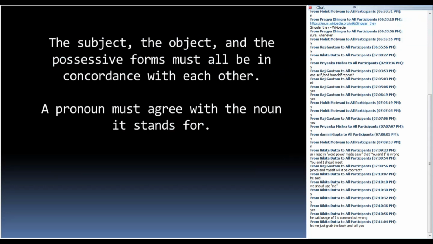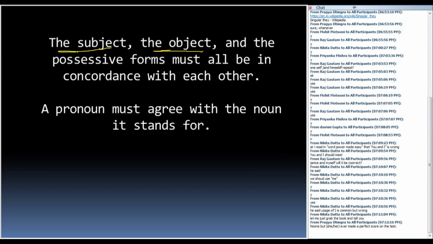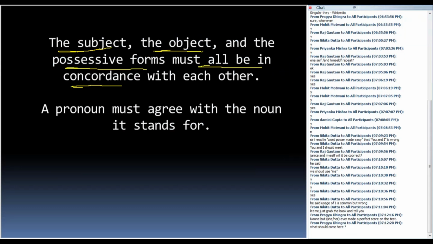Next. Now remember, just like pronoun and nouns must agree, similarly, the subject, the object, and the possessive forms must all be in concordance with each other. That means they must all match each other. So I cannot in one place use the subjective form of another pronoun and in another place use the objective form of another pronoun. So they must all be in concordance with each other.